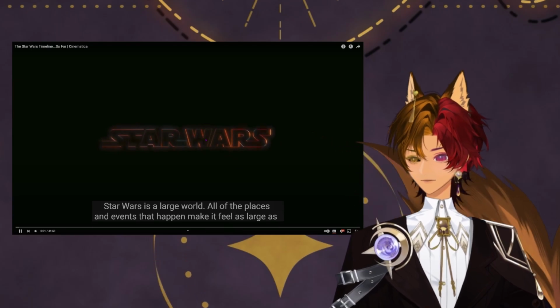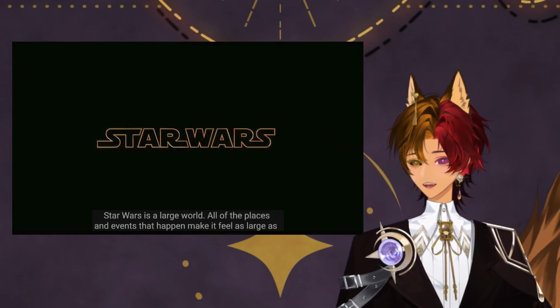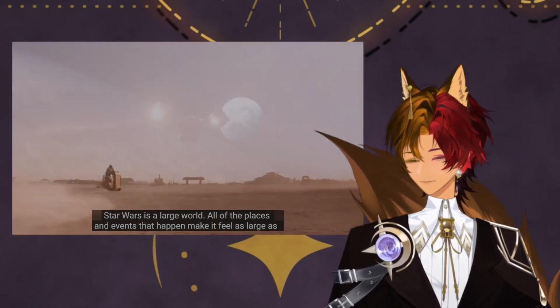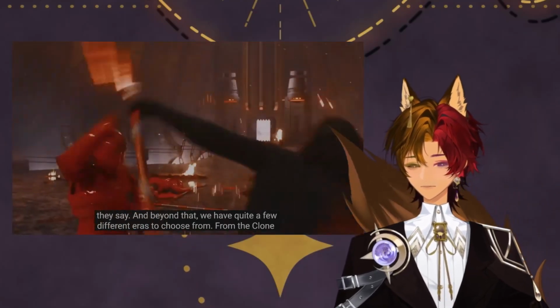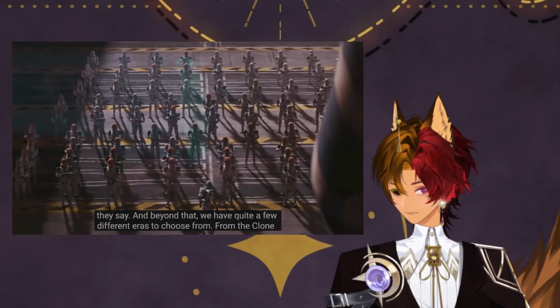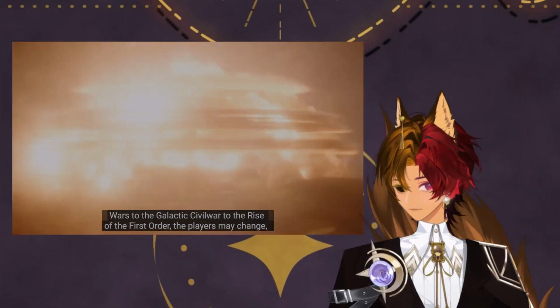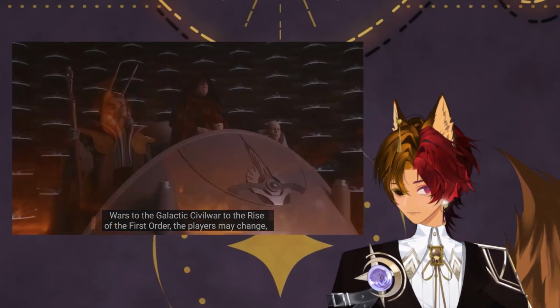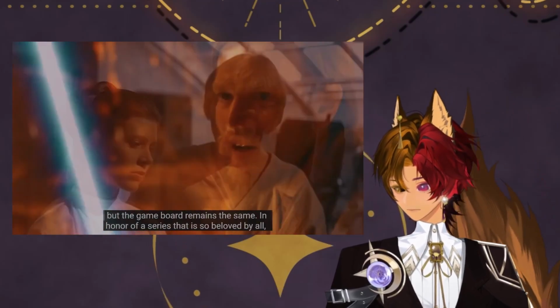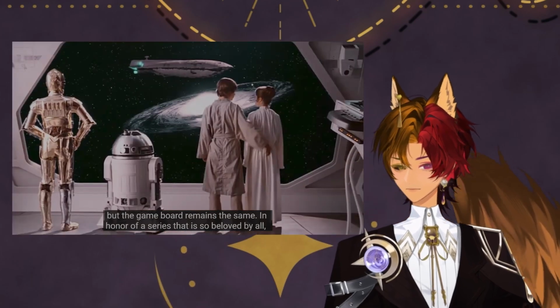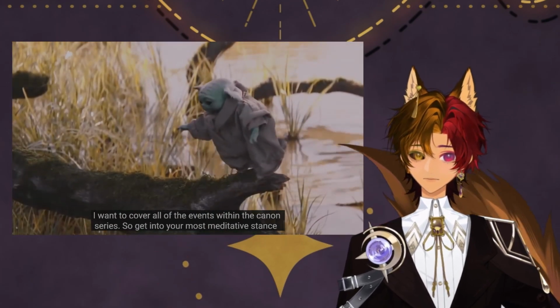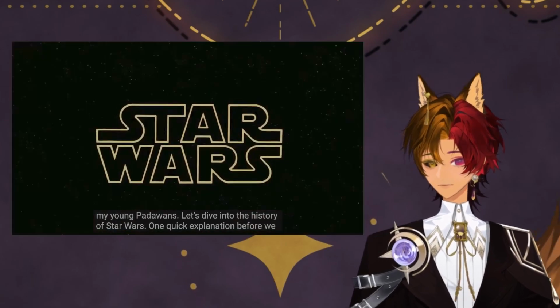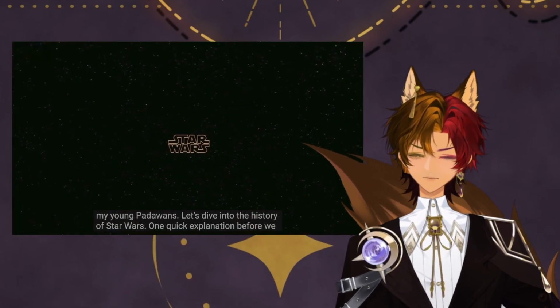Star Wars is a large world, or worlds, rather. All of the places and events that happen make it feel as large as they say, and beyond that, we have quite a few different eras to choose from, from the Clone Wars to the Galactic Civil War to the Rise of the First Order. The players may change, but the board remains the same. In honor of a series that's so beloved by all, we want to cover the events within the canon series, so get into your most meditative stance, my young Padawans. Let's dive into the history of Star Wars.